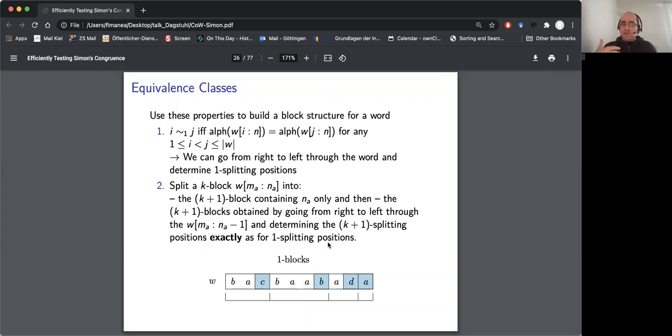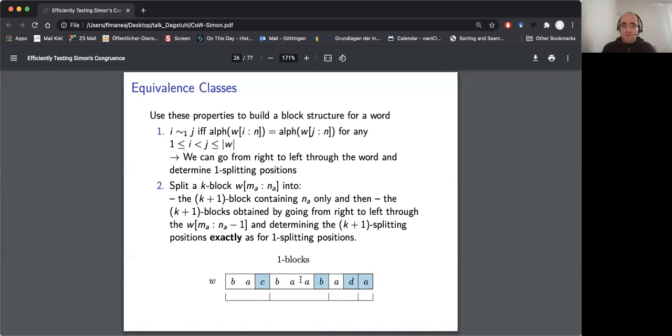Now, when you consider K plus 1 blocks for K greater or equal to 1, the way to compute these blocks is pretty similar. The only thing is that you need to localize on the 1 blocks and apply the same reasoning. Essentially the idea is that the K plus 1 blocks are obtained by going from right to left through the word without the last letter. So now I will consider blocks, and I always do not care about the last letter. This is a sort of technical property. And then you just determine the K plus 1 splitting positions exactly as you did for 1 splitting position.